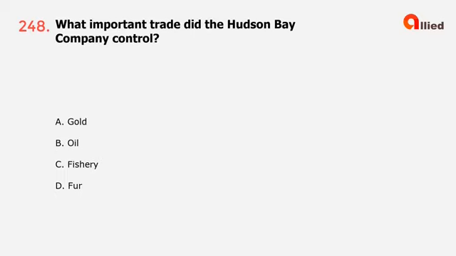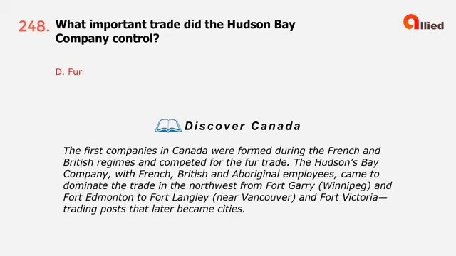Question 248. What important trade did the Hudson Bay Company control? A. Gold. B. Oil. C. Fishery. D. Fur. The answer is D. Fur.